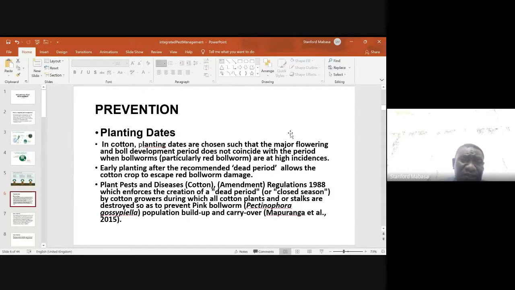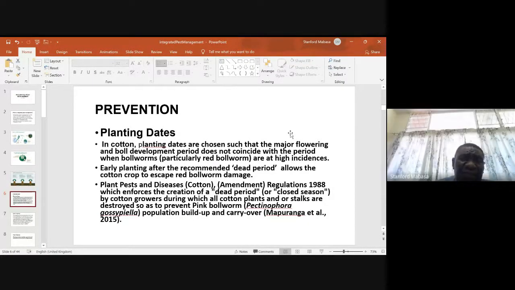Now, this is done in order to disrupt or prevent the pink bollworm so that it cannot build up a population which will threaten the cotton. So we have got legislation which can help us to prevent the red bollworm infestation in the cotton. Still, this is based on planting dates. Probably this can also apply to other crops.